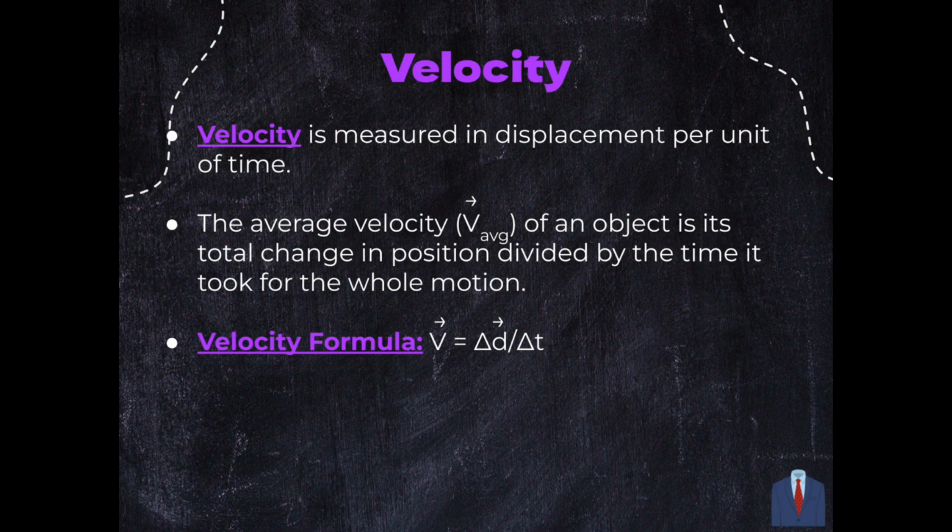Diving into velocity, it measures the displacement per unit of time. The average velocity of an object is its total change in position divided by the time it took for the whole motion. The formula for velocity is delta d divided by delta t, and it is represented by v with an arrow over it, showing that it is a vector quantity.